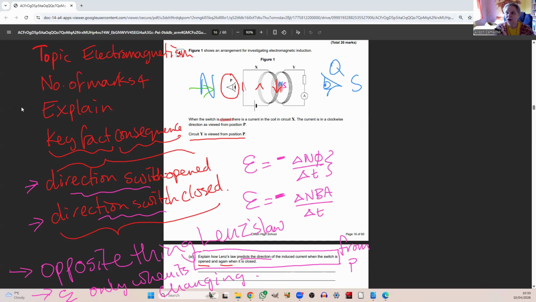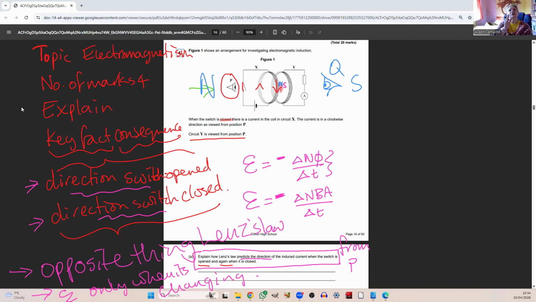Lackey has written, closing the switch induces a current in wire X, inducing an EMF. Right now, he's used induces twice. Closing the switch doesn't induce a current, it just drives one. A current is induced in Y. You need to be careful about this use of the word induction or induced. When you have a hardwired circuit, you close a switch, a current flows. It's not induced, it just flows. It's forced.